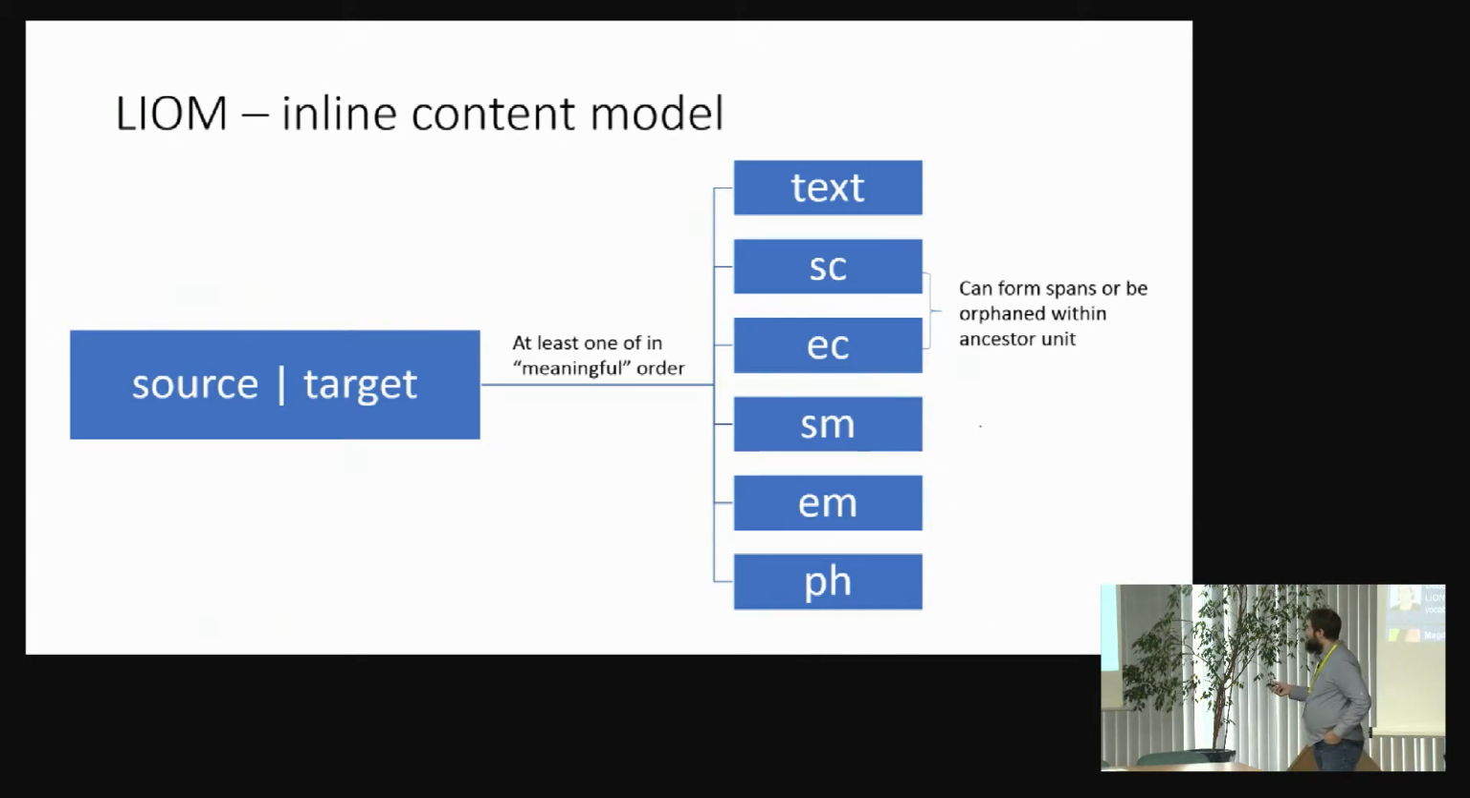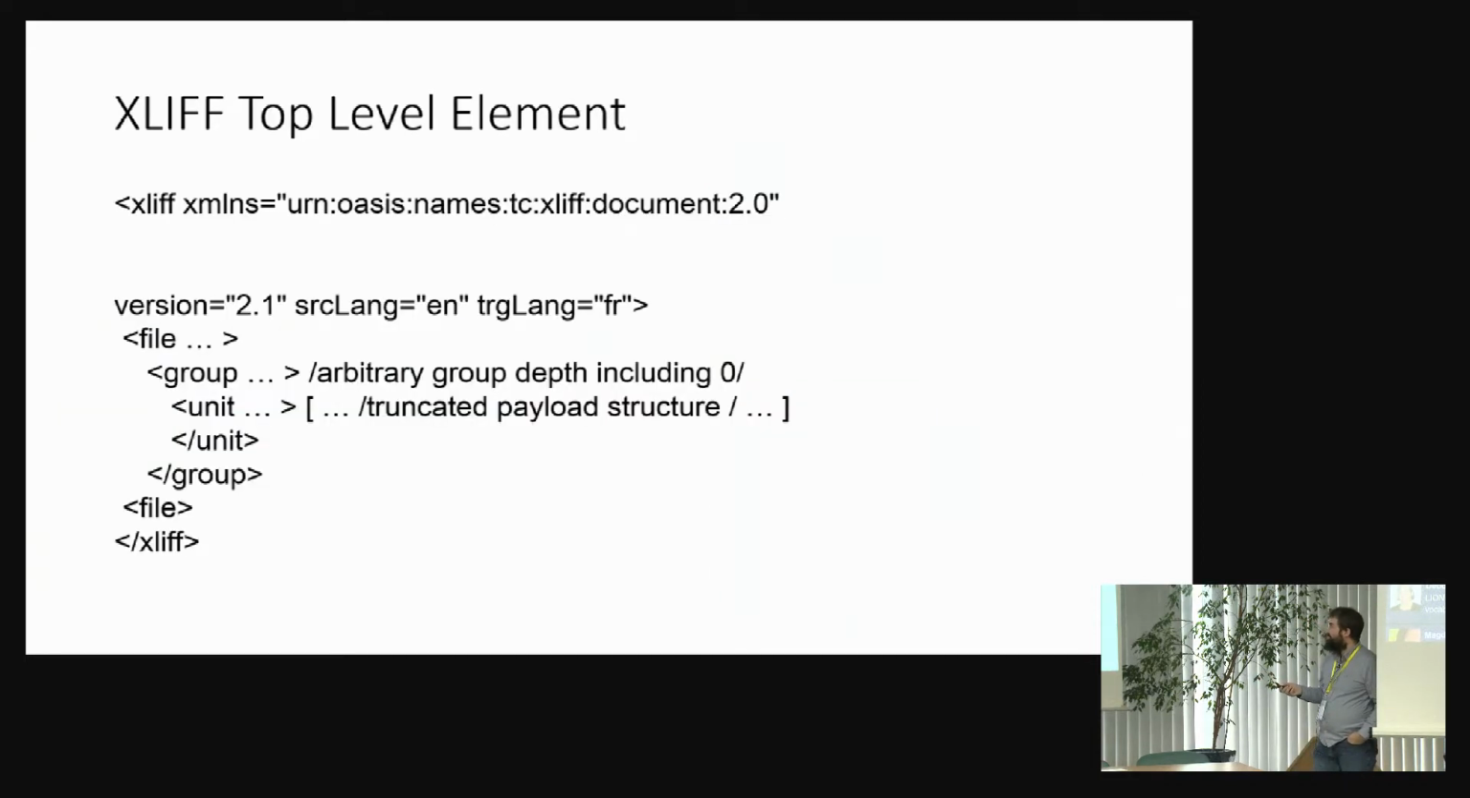So this is codes. They are allowed to be orphaned. This is annotations. You are in control of your annotations, so you are responsible for having your annotations closed. They have to form spans within ancestor units. So this is how an XLIFF top-level element looks.